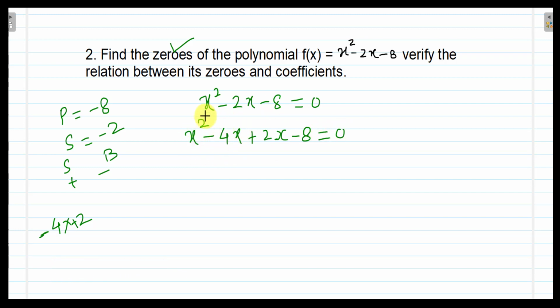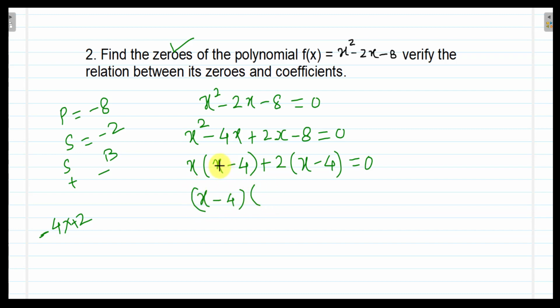Now from these first two terms, we can take out x as a common factor. So x into bracket x minus 4, plus, here we can take out 2 as a common factor, so 2 inside the bracket x minus 4, which is equal to 0. Now this is the first term, this is the second term. And from these two terms, we can again take out x minus 4 as a common factor. So inside the bracket it will be x plus 2, which is equal to 0.